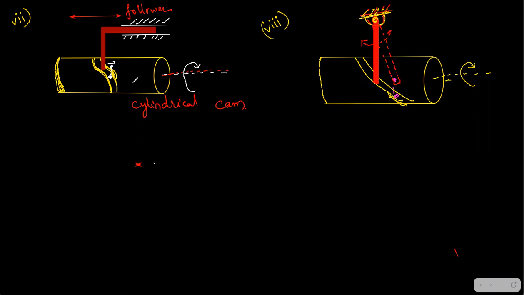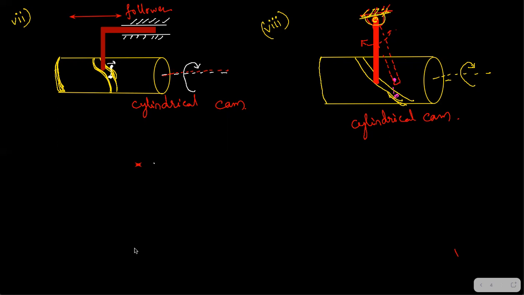So see, seventh is the cam is rotating, the follower is sliding. Here, the eighth one, the cam is rotating, the follower is oscillating. So this is also a cylindrical cam, but the motion is different, right? So I told you now what is happening in the seventh and eighth arrangement, the motion of the follower.